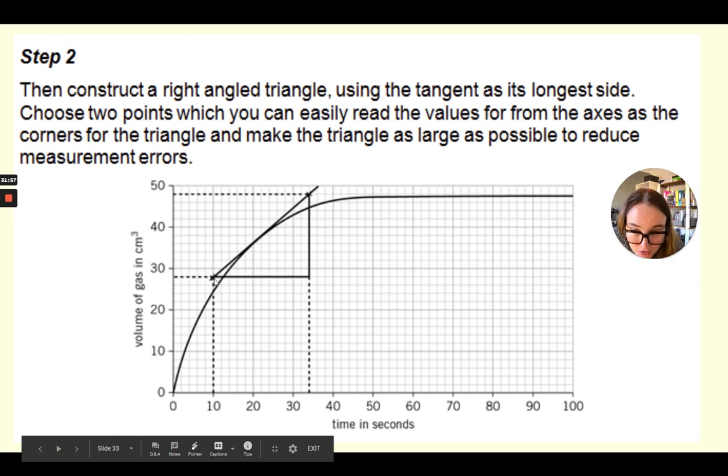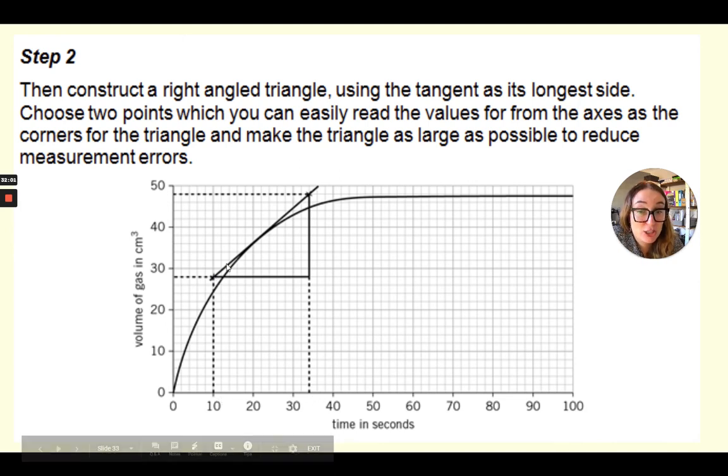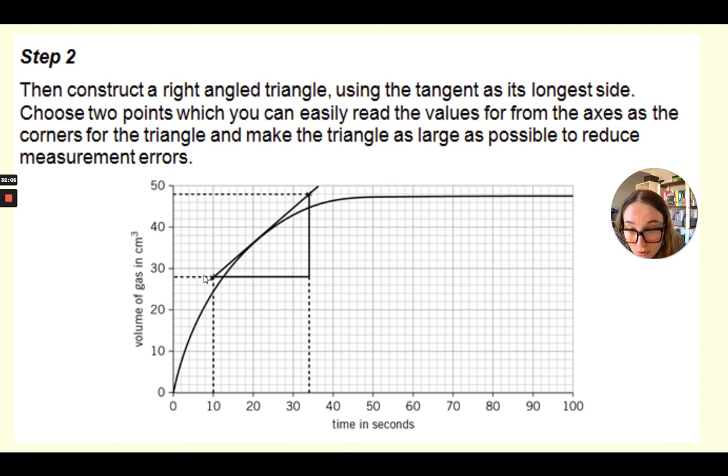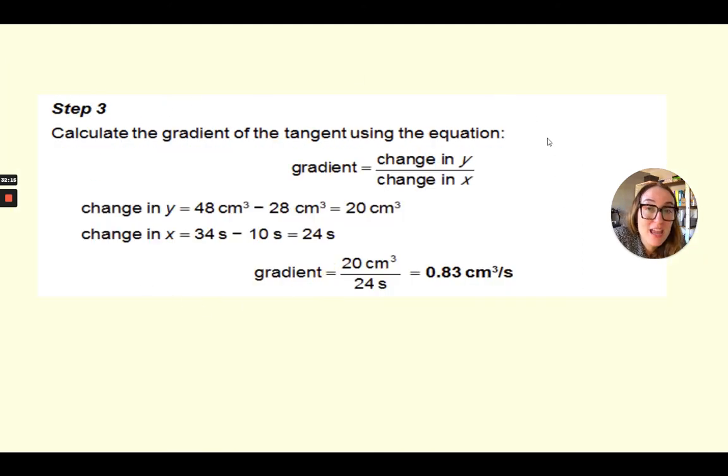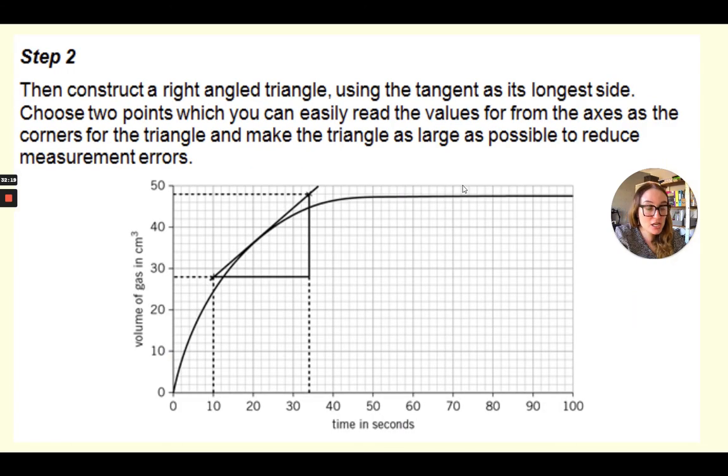So here, we've gone from 10 to 34. So that length is 24 seconds. And here, we've got 28 up to 48. So that's a difference of 20 centimetres cubed. So once I've got that information, well then I can go back to my graph. And gradient is the change in y divided by the change in x, the rise over run.